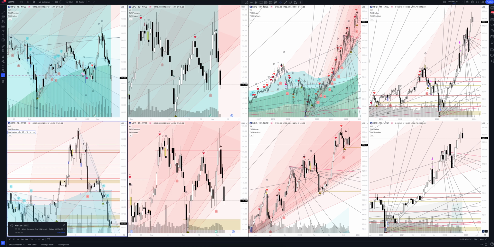Today we will take a look at Marathon Petroleum stock. Let's analyze the market situation and find out how you can make money on it. Let's start.